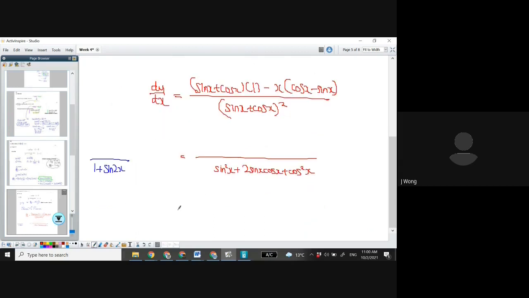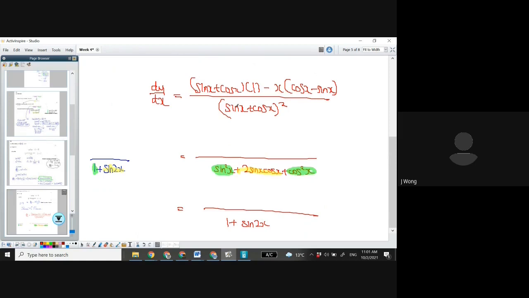And then notice that, therefore, you could see why it changes into 1 plus sine 2x, because sine squared x plus cos squared x adds up to be 1, and this is just sine 2x. Okay, so therefore, you could just rewrite this as 1 plus sine 2x straight away, okay? Because that is pretty much implied.